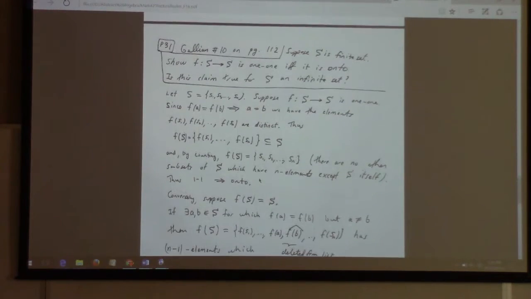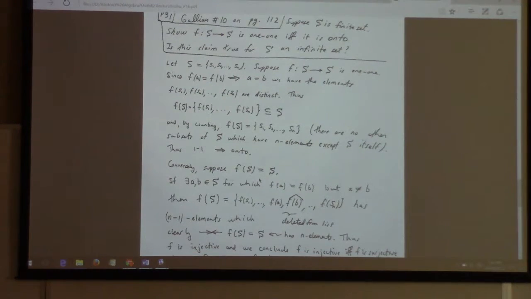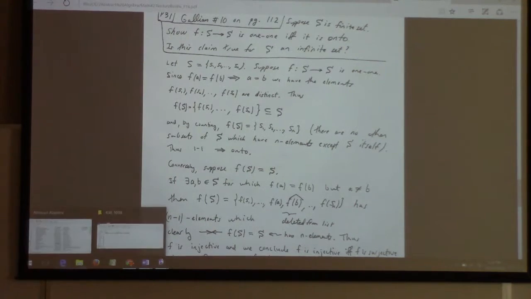Here it is, problem 31, Galilean number 10, page 112. Suppose S is a finite set. You have a function from a set to a set, which is 1 to 1 if and only if it's onto. Okay, there it is. G is a finite set. We're using that. Yeah, I threw that in the homework because it's important.